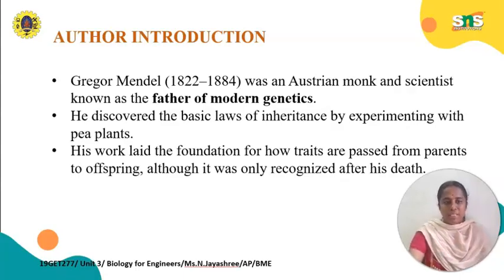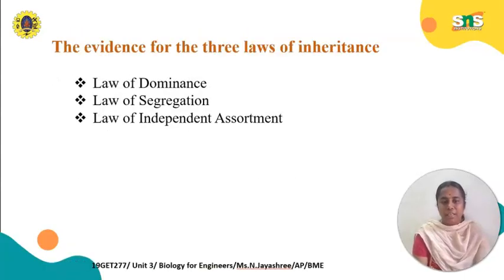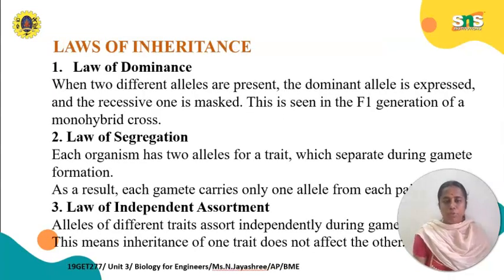Let us see what the three laws of inheritance are: the law of dominance, the law of segregation and the law of independent assortment. So what do we mean by the law of dominance? When two different alleles are present, the dominant allele is expressed and the recessive one is masked. This is seen in the F1 generation of a monohybrid cross.